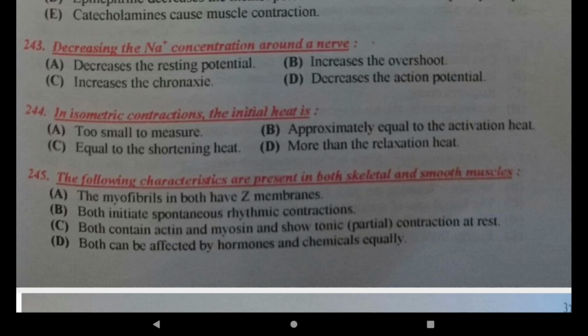It is not true that it is too small to measure, otherwise we wouldn't have it anywhere. It is not true that it is equal to the shortening heat, and it is not true that it is more than the relaxation heat. Okay, we can move on. So the most correct answer is B.